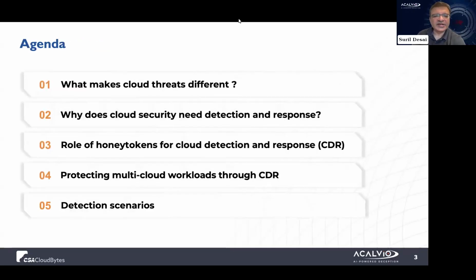So we'll discuss the agenda for today's session. The agenda is primarily about what makes cloud threats different. Why does cloud security need detection and response? We'll discuss the role of honey tokens for cloud detection and response, or CDR. Then we'll talk about how to protect multi-cloud workloads through CDR. And we'll discuss a set of detection scenarios.